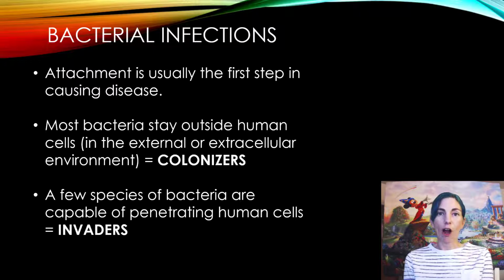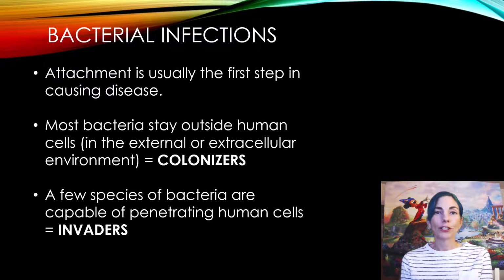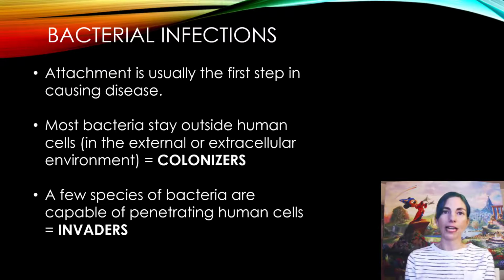Some bacteria are capable of going inside the cell. We call that an intracellular environment. So intra means inside. So in the cell, Neisseria gonorrhea is one, of course causes gonorrhea. Yersinia pestis, which causes plague, is another. Mycobacterium tuberculosis is a third. So those are examples of bacteria that are capable of invading our cells.